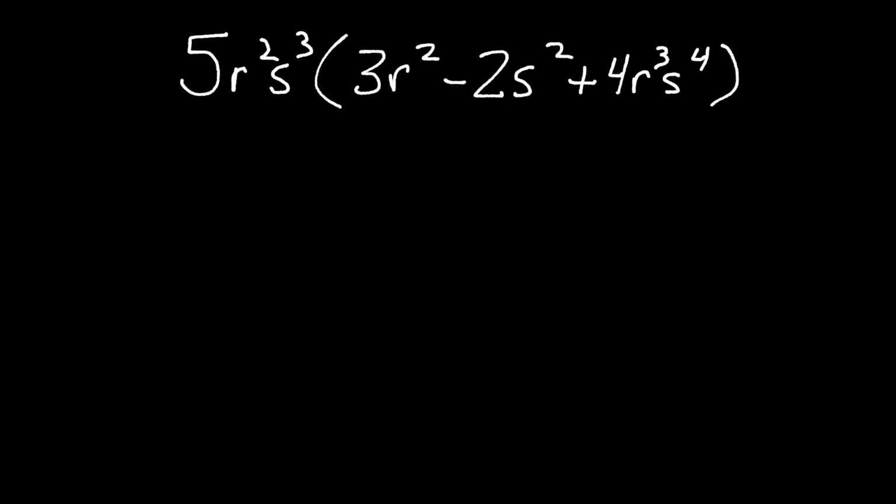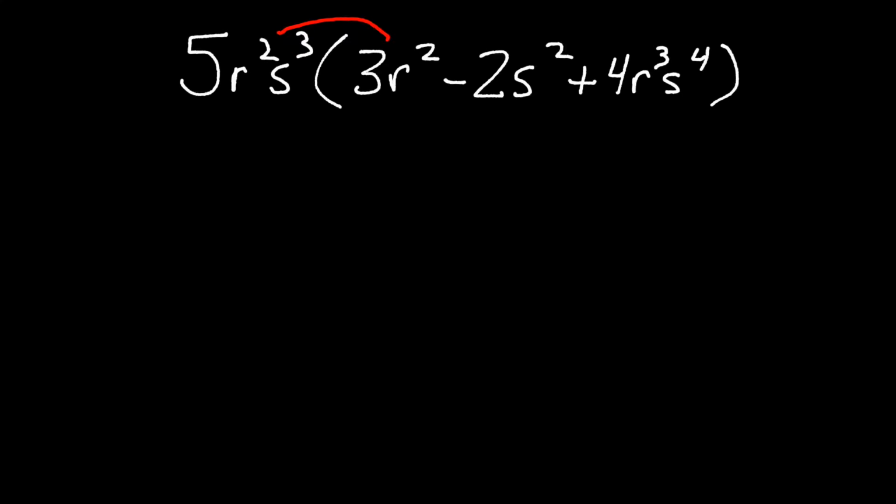For this last example I've created, it's kind of a doozy. I have my monomial as 5r squared s cubed, and my polynomial is 3r squared minus 2s squared plus 4r cubed s to the fourth. Even though it looks a lot more challenging, this is the same exact process as the last example. We're going to take this monomial on the outside, and it is going to get multiplied by every single term on the inside. So we'll first start by drawing our arches.